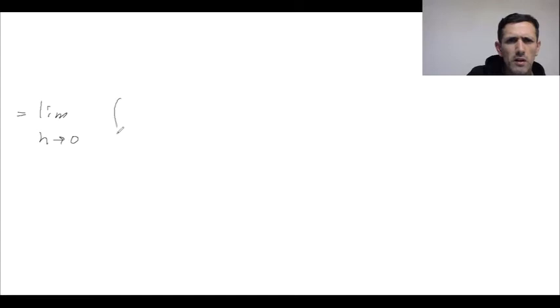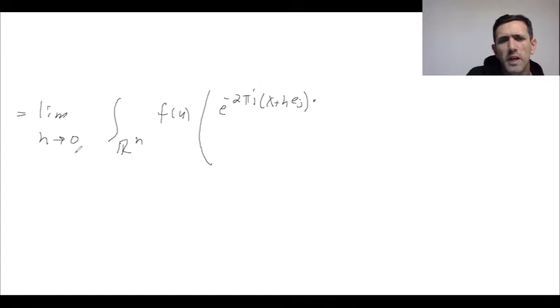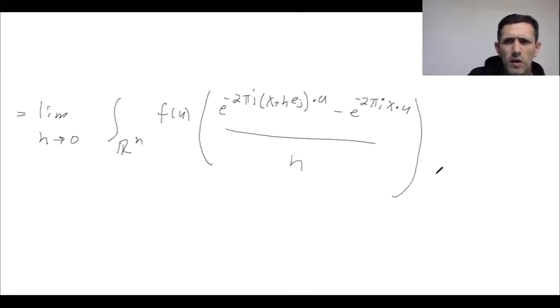Okay, so if you combine everything into one integral, f of u e to the minus 2 pi i (x plus h ej) dot u, and h is just a regular calc 1 limit, h is just a real number going to 0, minus e to the minus 2 pi i x dot u, all over h. Whoops, sorry about that.